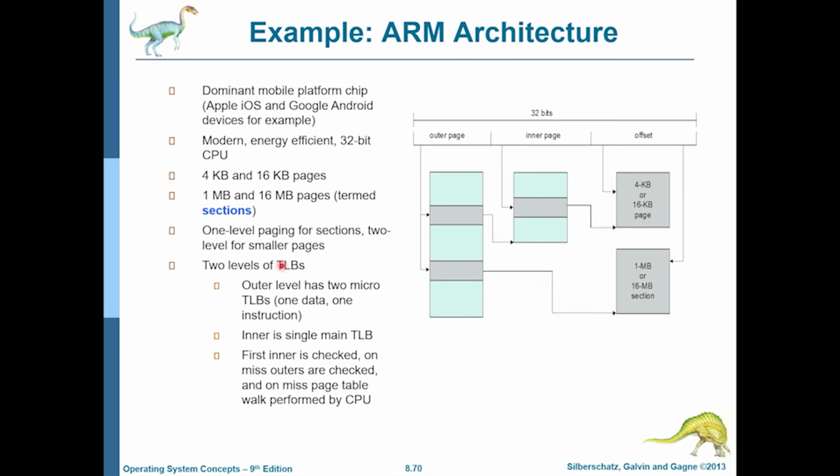So there are two levels of TLBs. Also, the outer level has two micro TLBs, one for data and one for instruction. And the inner is the single main TLB, which does both data and instructions. So we first check the inner one, and if there is a miss, we check the outer one. And if we miss both, we do a page table walk, as in we look at the real page tables and we populate the TLBs and we move on.